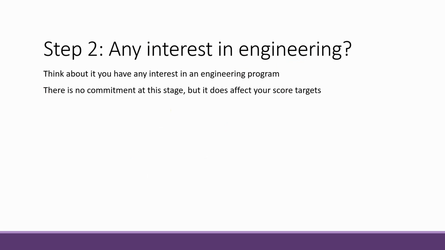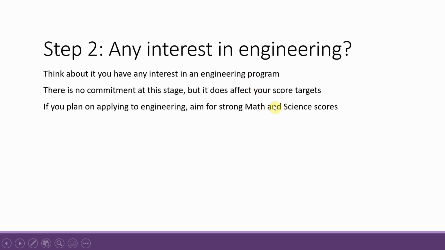But if it's something that you do think you might be interested in, you want to know that because that will affect what target score you're going to go for. Because if you do plan on applying for engineering, you're going to want to aim for a strong math and science score because they're going to care more about those 2 sections than any others.